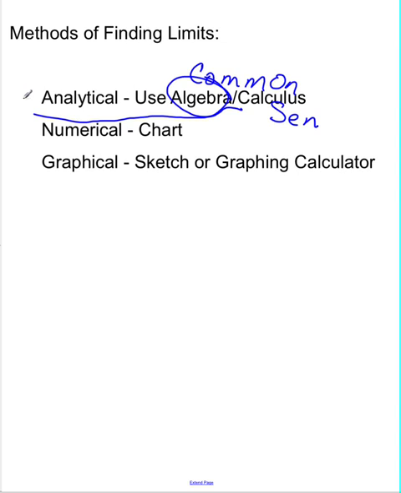This is common sense, or pretty much we're going to use a lot of algebra to solve these. The second method is the numeric, and here you're going to make a chart of values, and you're going to watch what happens as the numbers get very close to the point you're looking at. And then graphical. The third method you're going to use is graphical, where you will put them on a calculator.